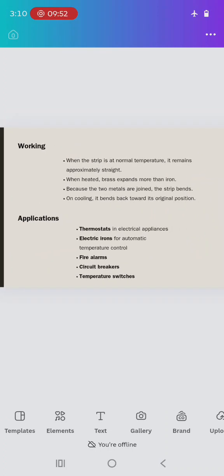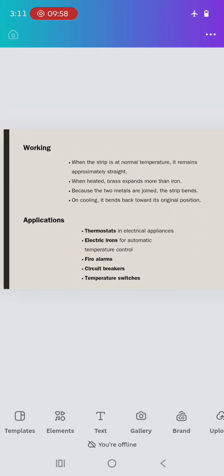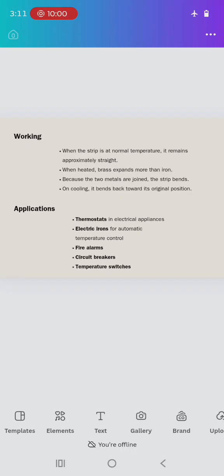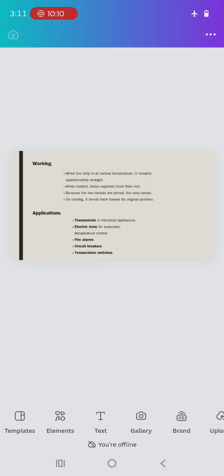Then applications. There are thermostats in electrical appliances, electric irons for automatic temperature control, fire alarms, circuit breakers, temperature switches. These are the applications of bimetallic strips.